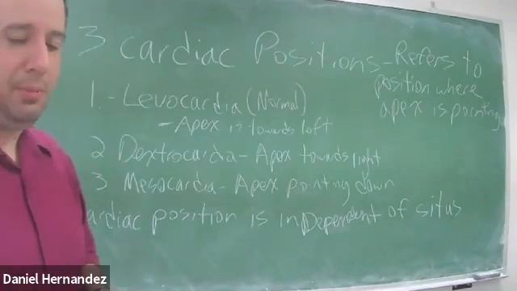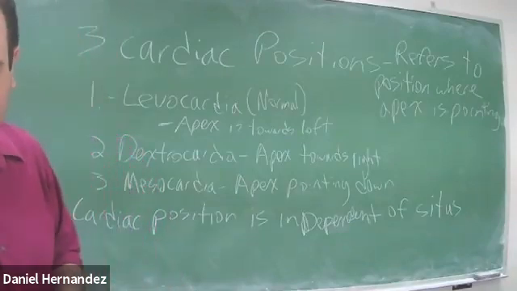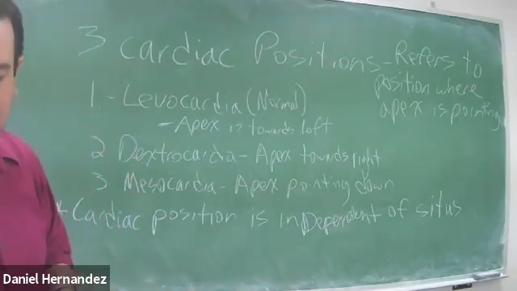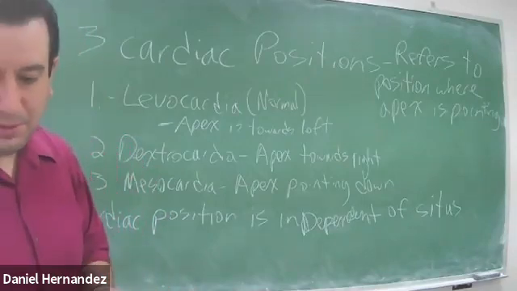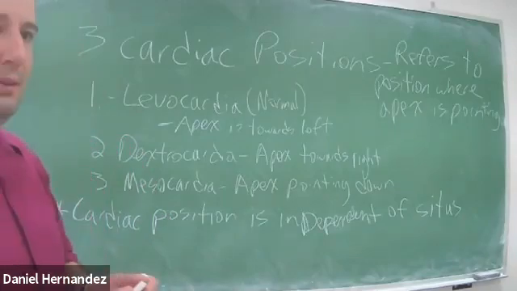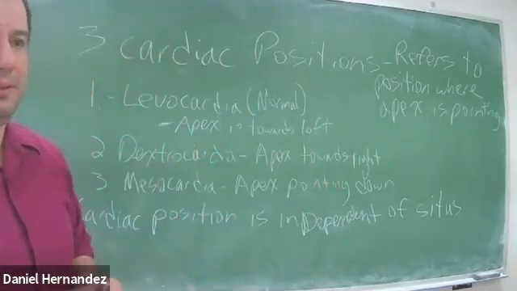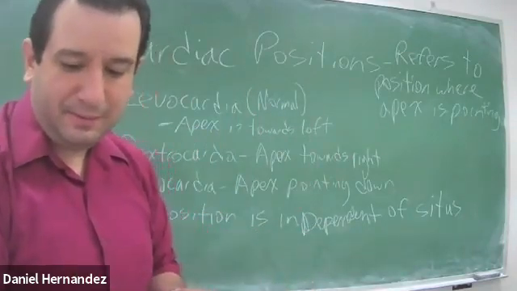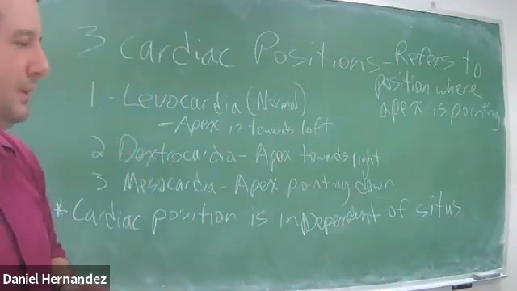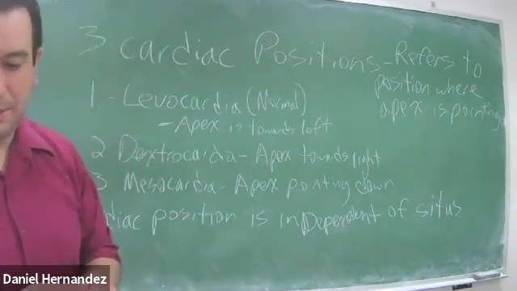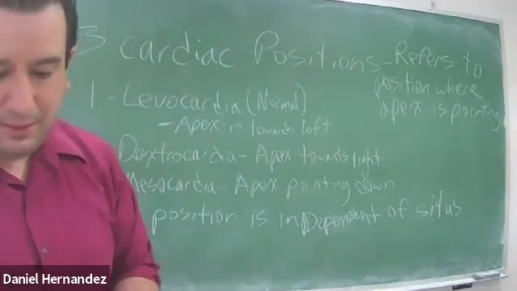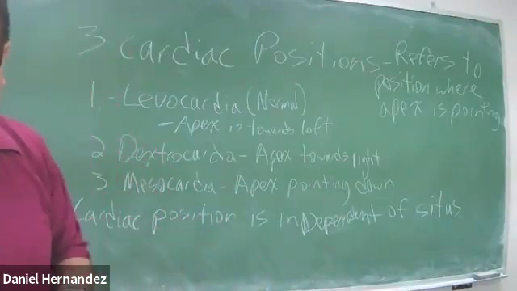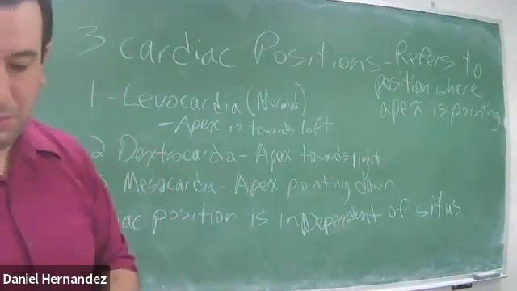So we talked a little bit before about the different situses. Situs solitus, which is the normal position: liver on the right, spleen on the left, IVC on the right, aorta on the left. Situs inversus, where we'd have a mirror image of that, where the liver's on the left and the spleen's now on the right, and your great vessels are also switched, so IVC would be on the left and aorta is now on the right. And then situs ambiguus, where everything sits midline, like you have two livers or no spleen.